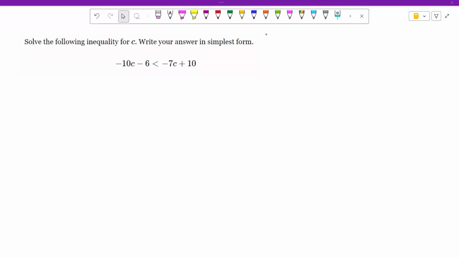So we got: solving the inequality for C, write your answer in the simplest form. First thing is we want to have the variable terms on one side and the things which are not variable, constants, on the other side. What is the first thing we can do?